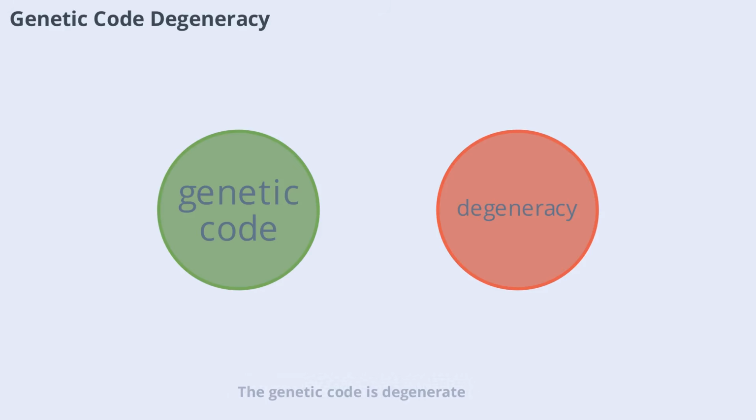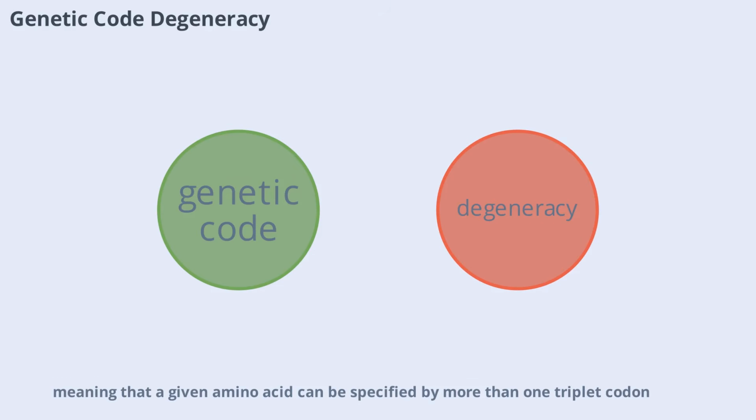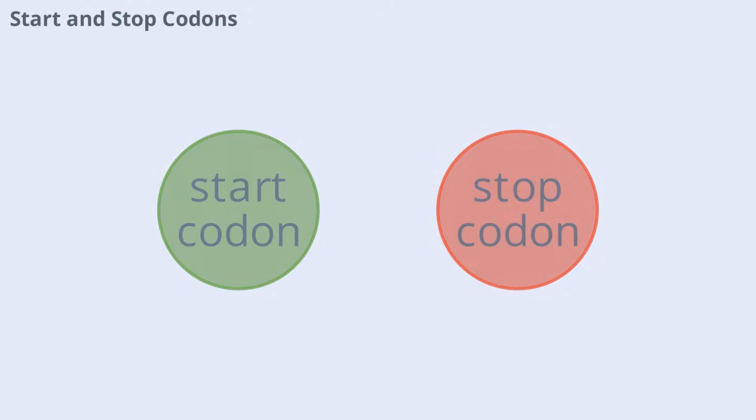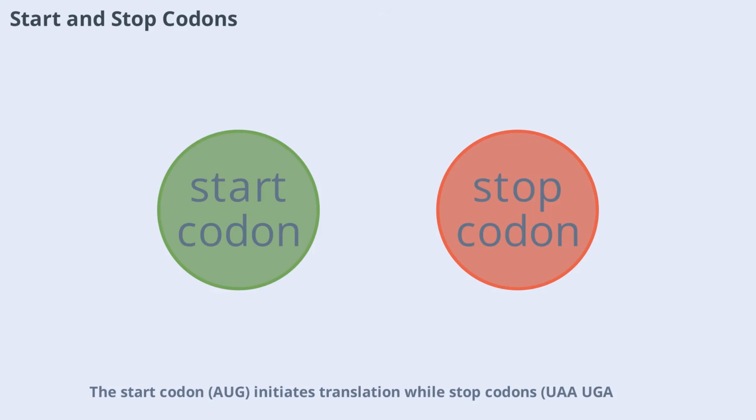The genetic code is degenerate, meaning that a given amino acid can be specified by more than one triplet codon. This redundancy provides a buffer against mutations and ensures the robustness of protein synthesis. The genetic code contains start and stop signals. The start codon, AUG, initiates translation, while stop codons, UAA, UGA, UAG, terminate it. These signals ensure proteins are synthesized accurately and efficiently.